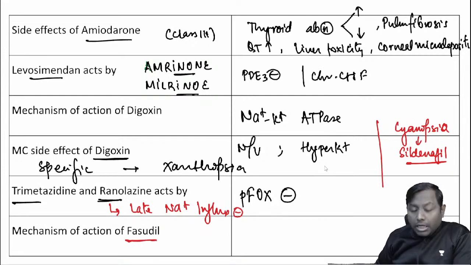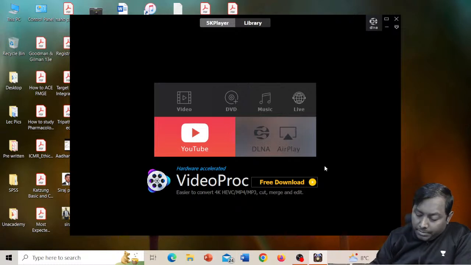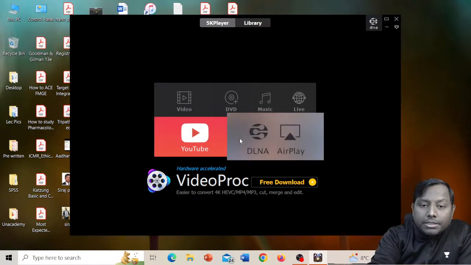Fasudil, that is a rho kinase inhibitor. They are mainly utilized in which scenario? Both of them are utilized mainly in a patient with angina. Okay? Don't forget cyanopsia, that is being caused by your blue pill. Cyanopsia is blue vision, caused by sildenafil. Xanthopsia, as I have already told you. Okay? Then anti-dyslipidemic drugs.